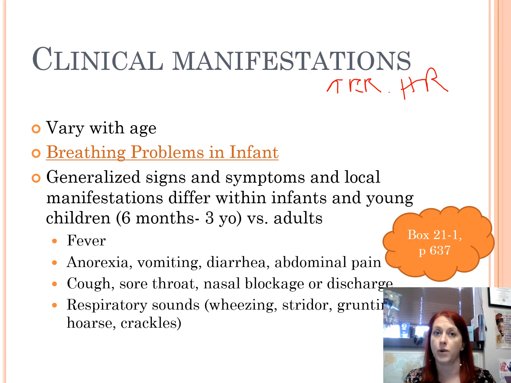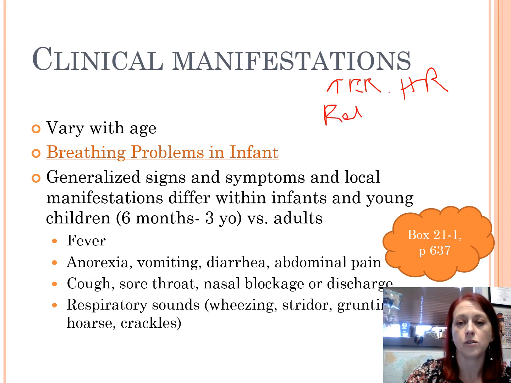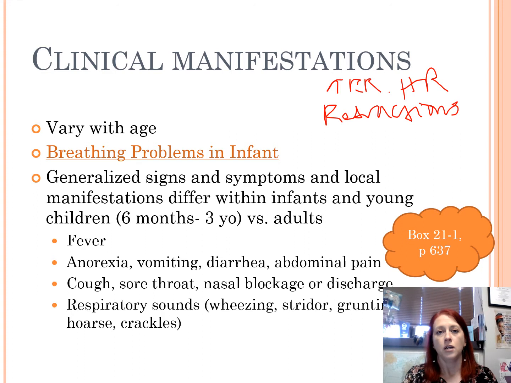What other signs of respiratory distress might we see? Things like retractions. So those could be intercostal retractions or suprasternal or supraclavicular retractions. So retractions. And in the video, they talk about something called grunting. Grunting is a very severe sign of respiratory distress.